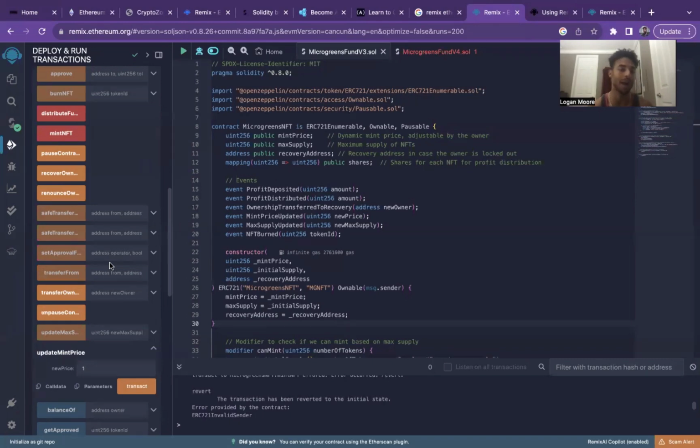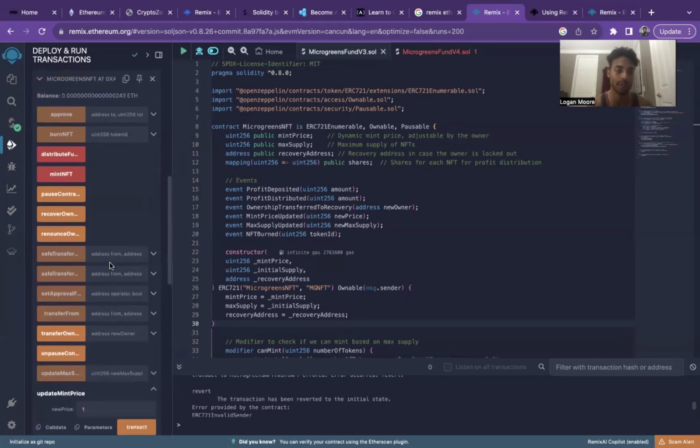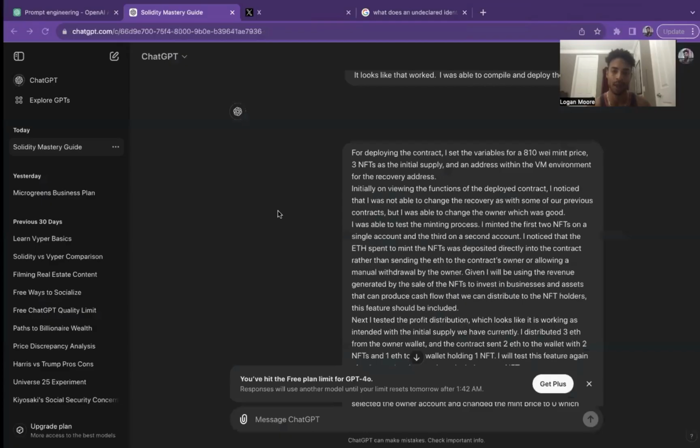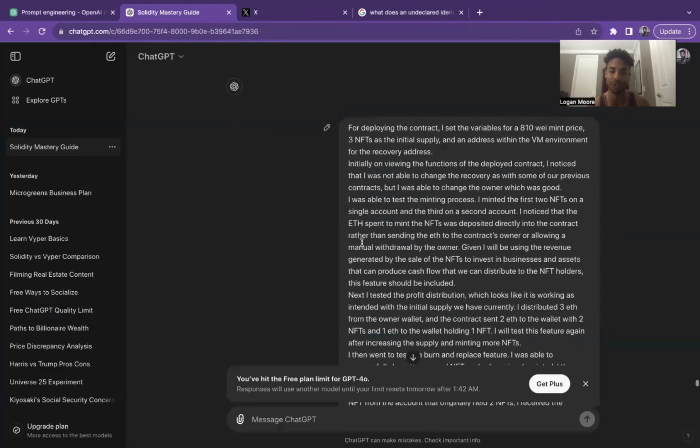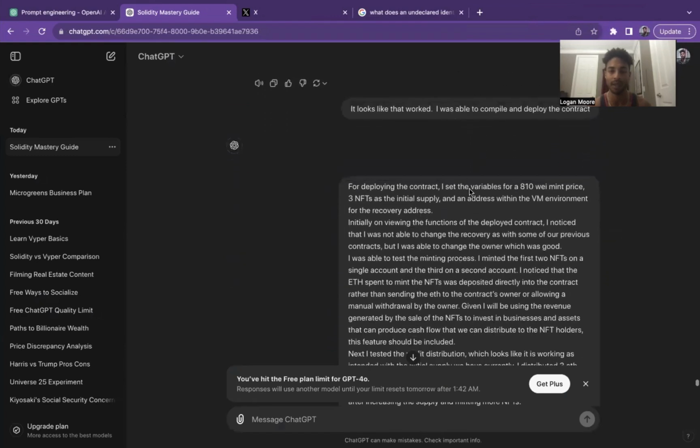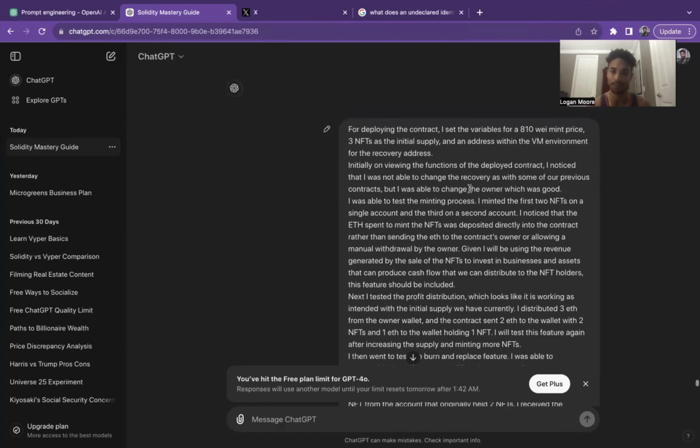So essentially, I will have a burn feature worked into the contract where if an NFT is stolen, the original holder can reach out to me. We'll burn the NFT that was stolen, and then I can mint and replace a new one for them. We'll get into that in a second, but essentially I'm just walking you through what we had done and what we had fed back to ChatGPT.